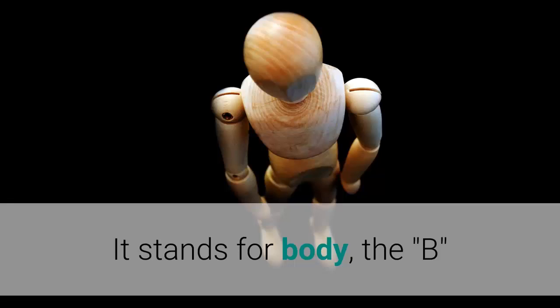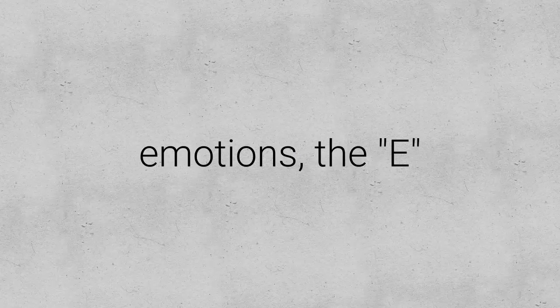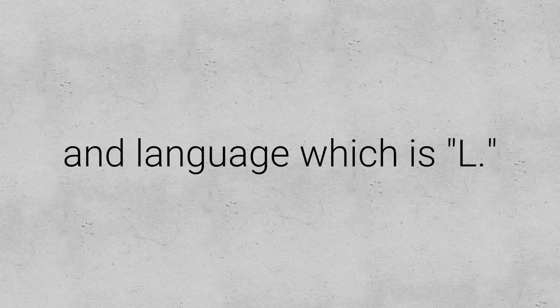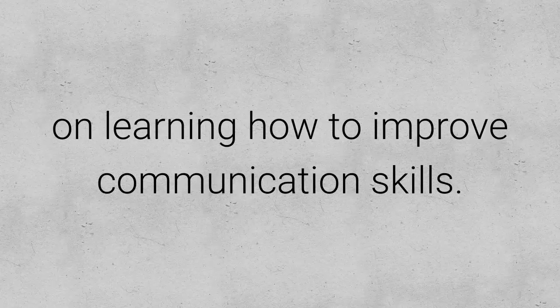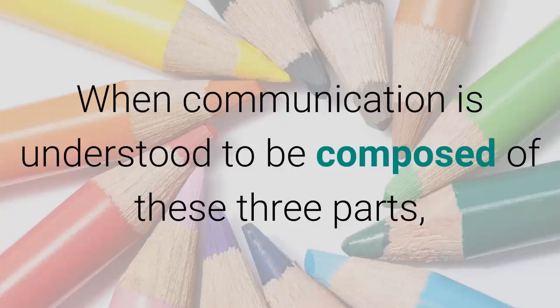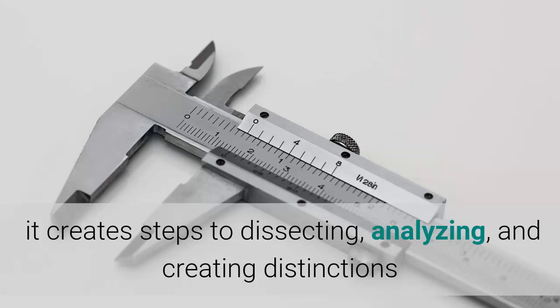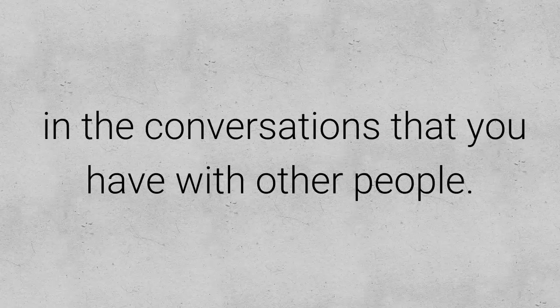It stands for body, the B, emotions, the E, and language, which is L. This is what I consider a simple 3-step model on learning how to improve communication skills. When communication is understood to be composed of these 3 parts, it creates steps to dissecting, analyzing, and creating distinctions in the conversations that you have with other people.